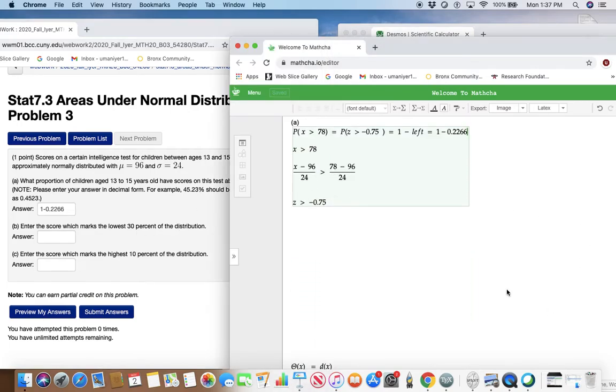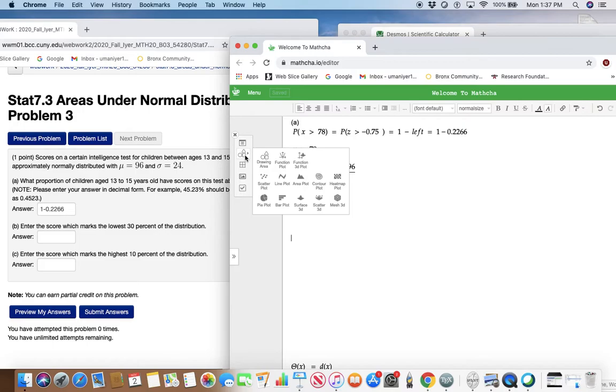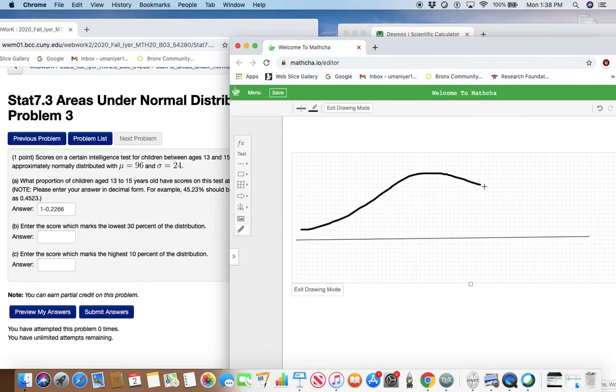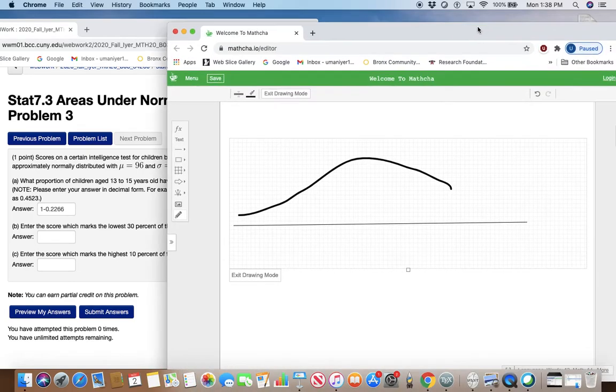Okay. Enter the score which marks the lowest 30% of the distribution. Now this requires some drawing. All right. So what are they saying? Lowest 30% of the distribution. So in other words, okay, our normal curve is something like, I need a steady hand. So the normal curve looks something like this. Okay, it should be symmetric and so on and so forth.